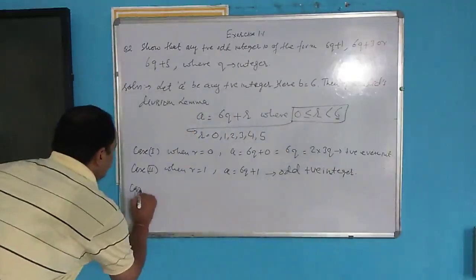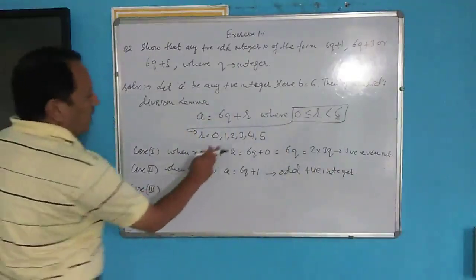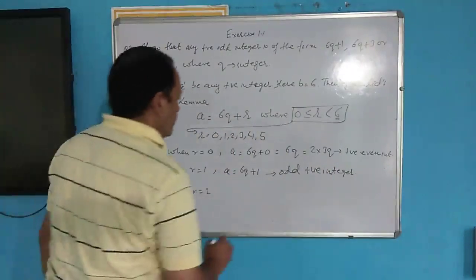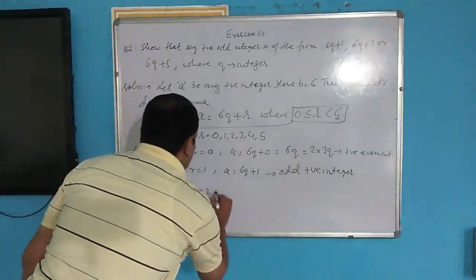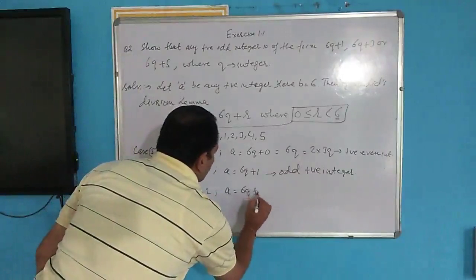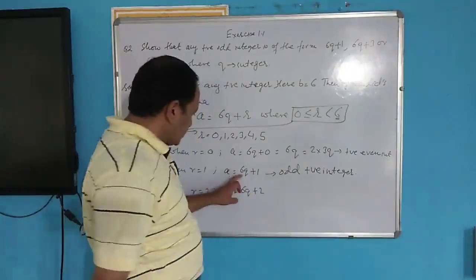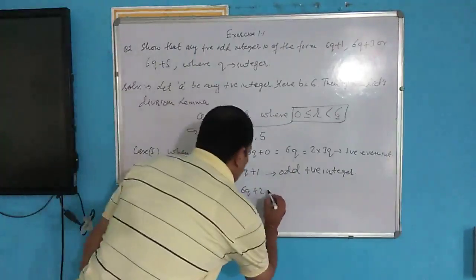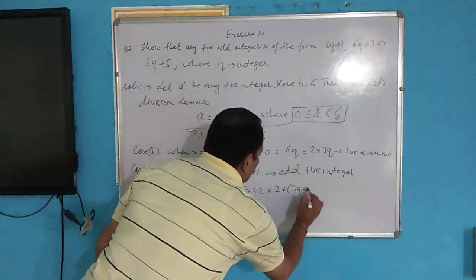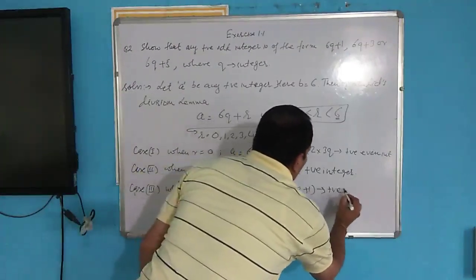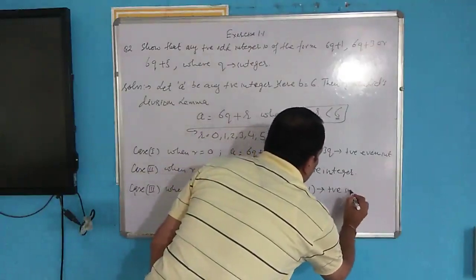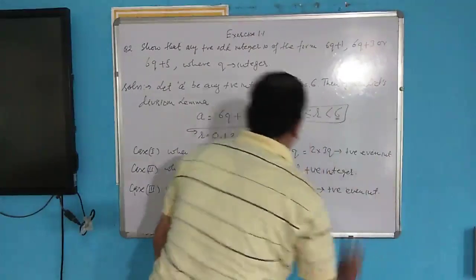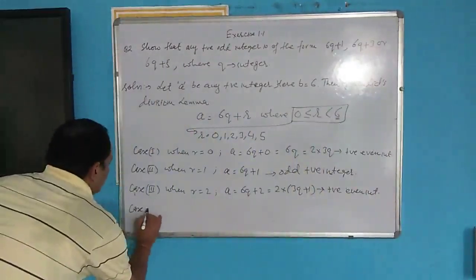Now let us take the third case, when r is equal to 2. So a comes out to be 6q plus 2. If 6q plus 1 is an odd positive integer, then just the next will be an even integer, and it can be shown as 2 into 3q plus 1. So it is a positive even integer.